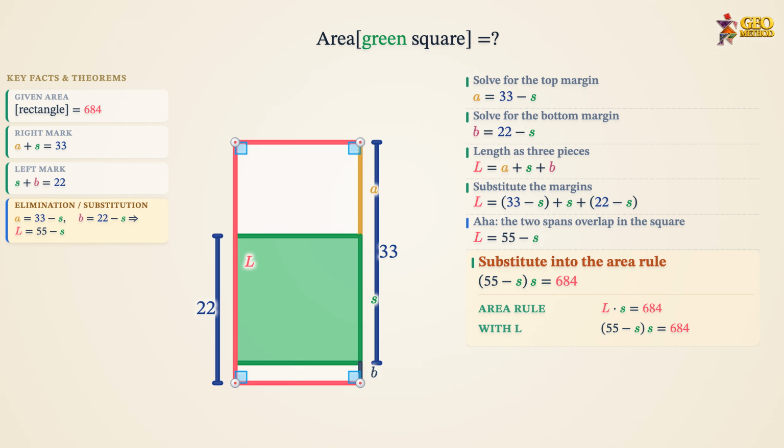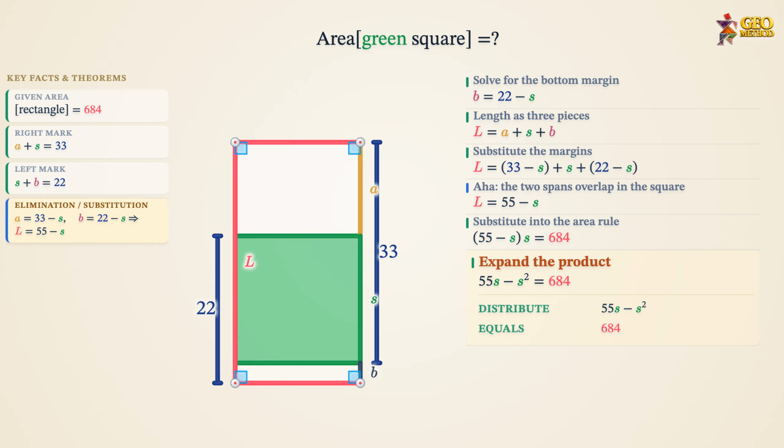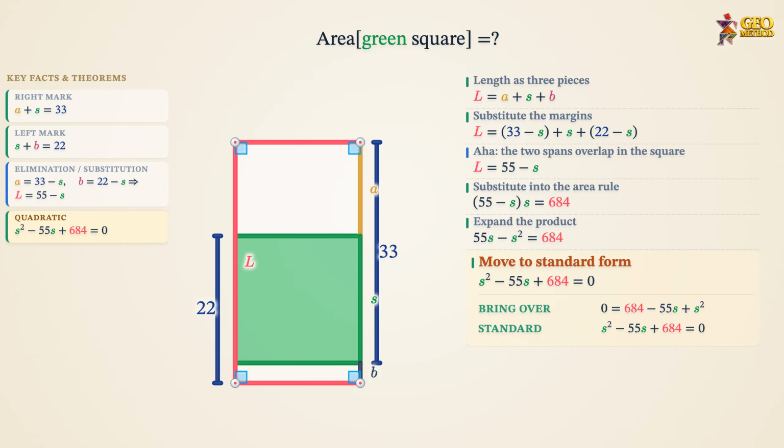Return to the area rule. Length times width equals 684, and replace the length by 55 minus S. Now everything is in the single unknown S. Distribute the S across the bracket. 55S minus S squared equals 684, which is a quadratic hiding in plain sight. Bring every term to one side so the quadratic reads S squared minus 55S plus 684 equals 0. That is the clean form we can solve.